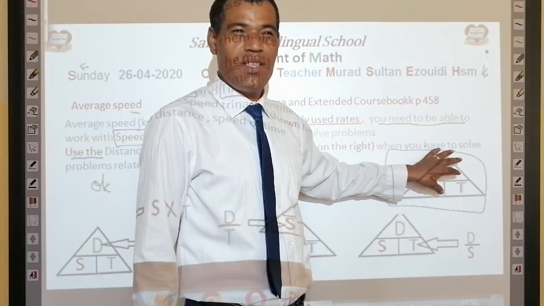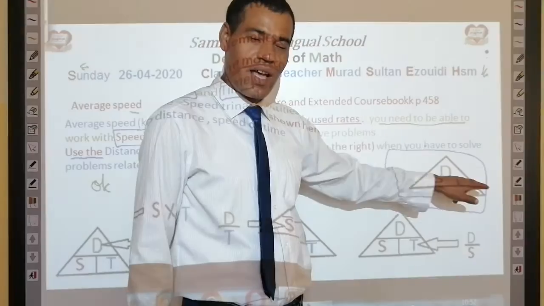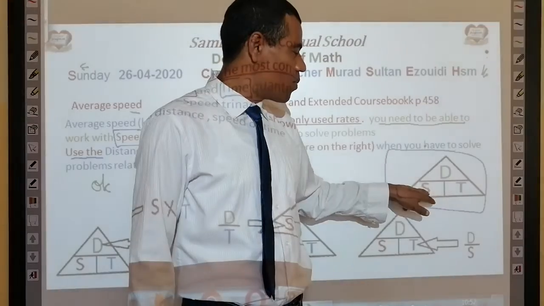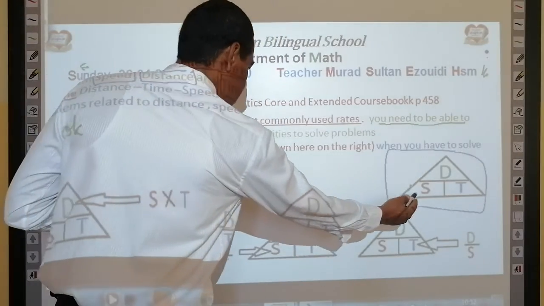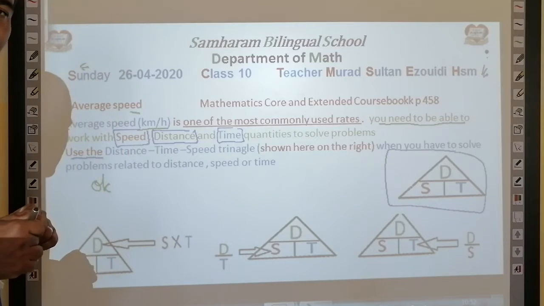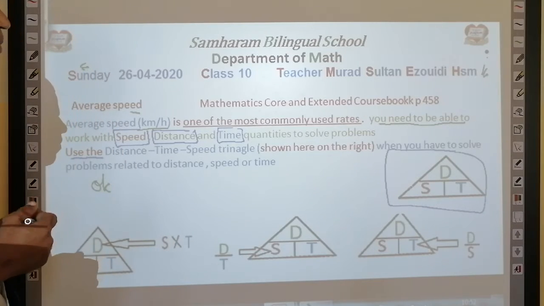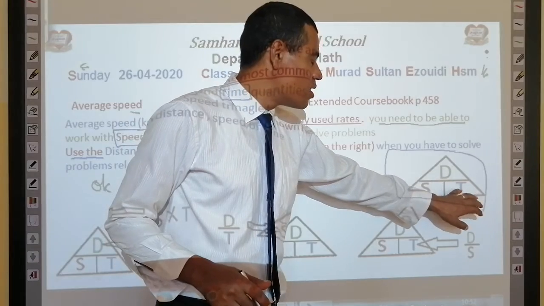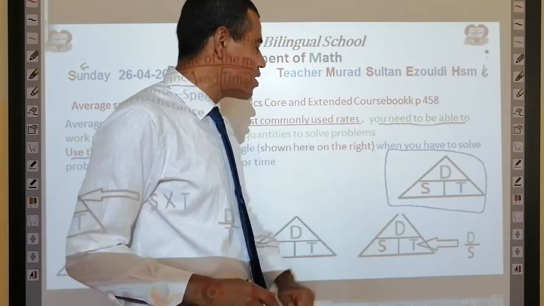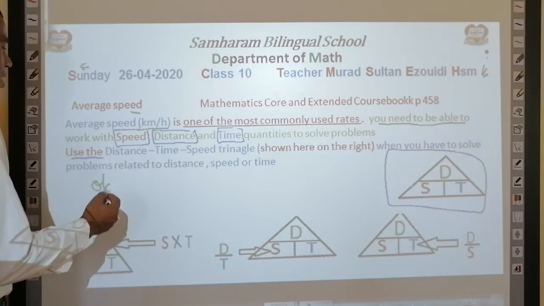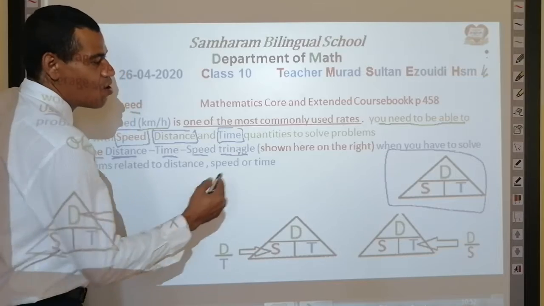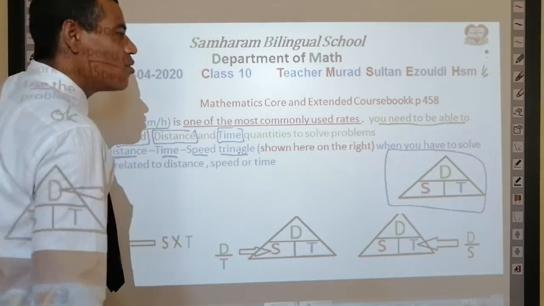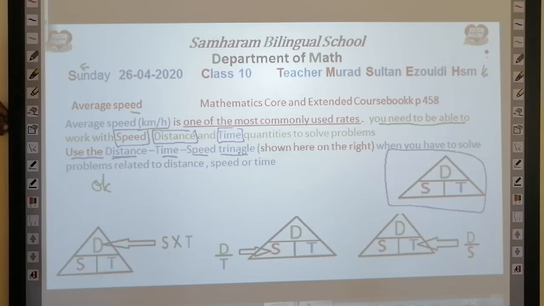If the question is about the distance, just make the product of s and t. If the question is about the speed, speed equals distance over time. If you want to work out the time, you make distance divided by s. Use the distance time speed triangle shown here on the right when you have to solve problems related to distance, speed, or time.